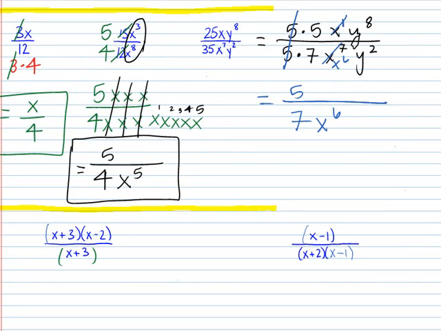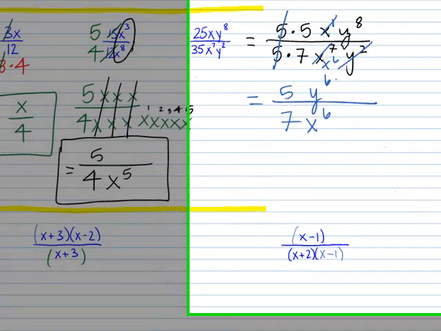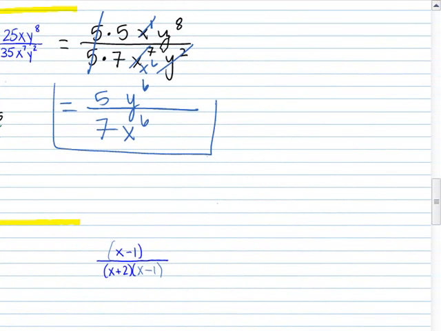For the y's, similarly, only 2 of them may cancel, so there'd be none left on the bottom and only 6 left on the top as we subtract 2 away from 8. So the final answer here would be 5y to the 6th over 7x to the 6th.